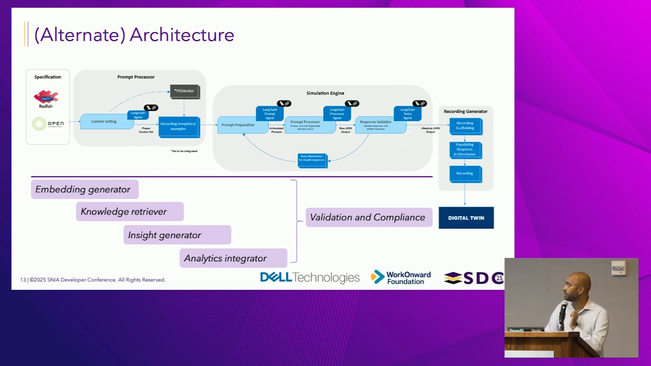So this has not been implemented yet. Now there we can use the embedding generator. Along with that, we can have some sort of a knowledge graph and knowledge retriever, and in parallel with the digital twin, we can also have an analytics generator and an insight integrator. All of them have to be in conformance with validation and compliance. And whatever output we get here will be fed to what we want to achieve through the digital twin.